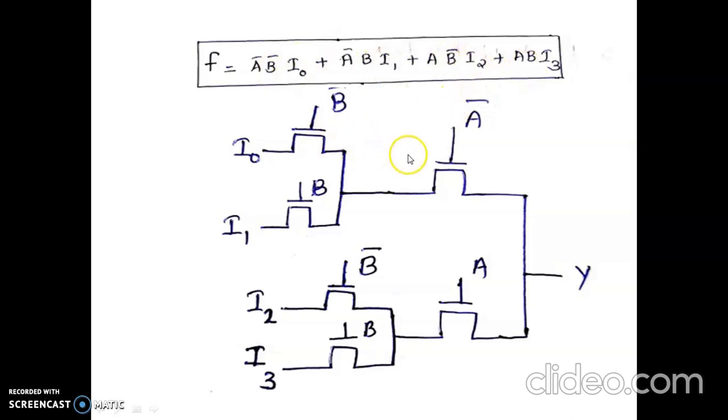Then for this expression, if these two transistors, A bar and B bar, are on, then I will get the output I0 here. If these two transistors, A bar and B, are on, then I will get the output I1. Then if these two transistors, A and B bar, are on, then I will get the output I2. Then if these two transistors, A and B, are on, then I will get the output I3.